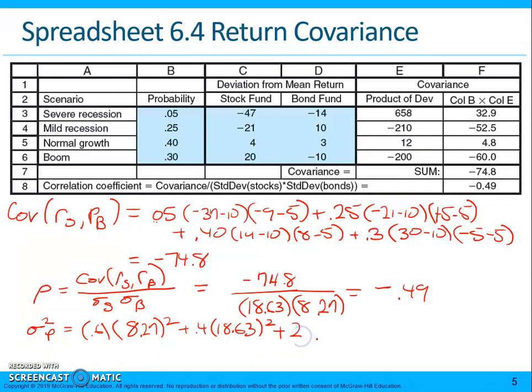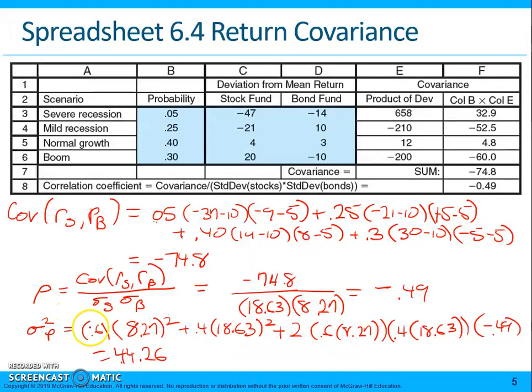plus 2 times the weight in bonds multiplied by the standard deviation for bonds, multiplied by the weight in stocks, 0.4, multiplied by the standard deviation, and then we multiply all that by the correlation coefficient, minus 0.49, and we should get 44.26, just like we did before. You might have a little bit of rounding difference, but it should be pretty close.